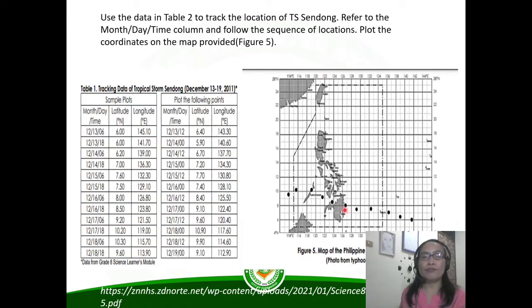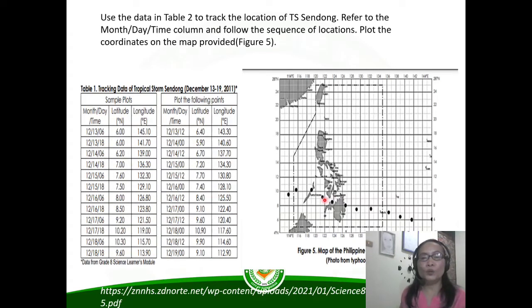On December 17, it was in 9.10 degrees north of latitude and 122.40 degrees east of longitude. Okay, and then on the same day, it was 9.60 degrees north of latitude and 120.40 degrees east of longitude.